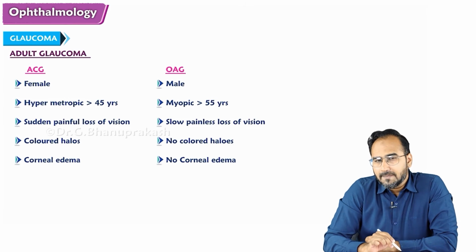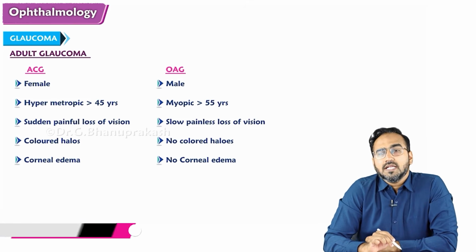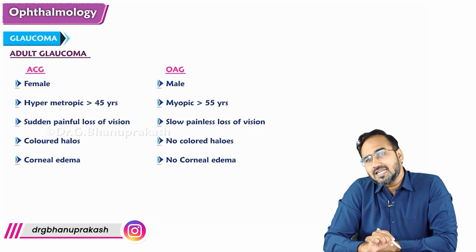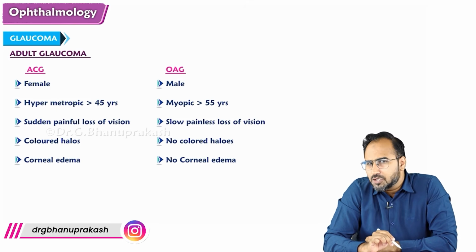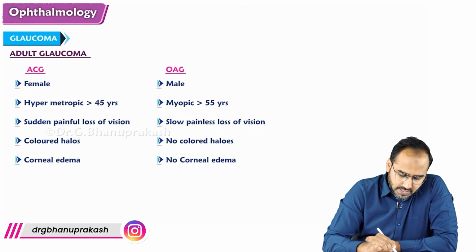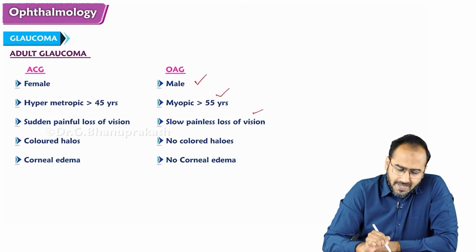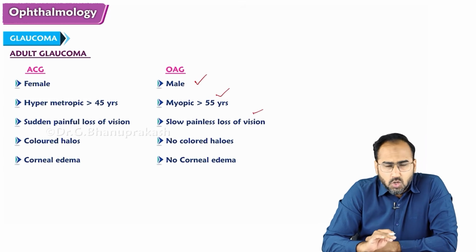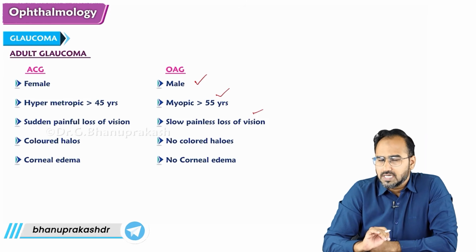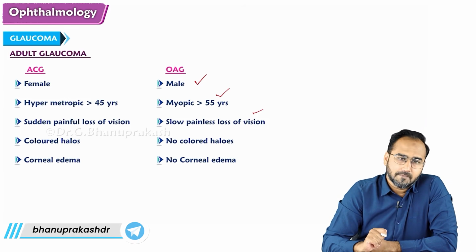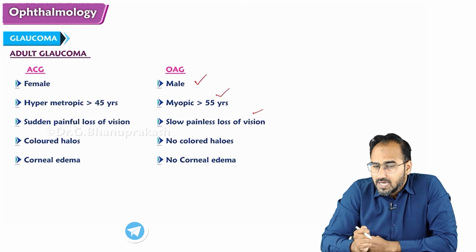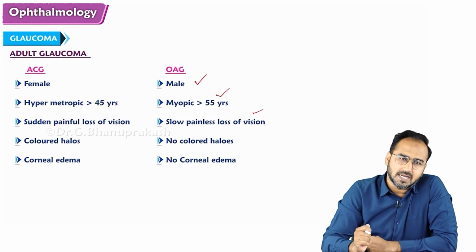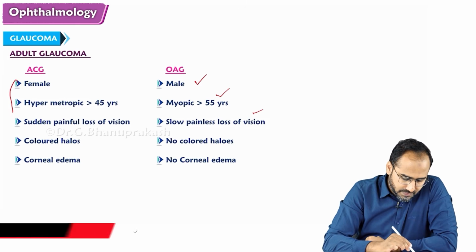Is the patient having a painful loss of vision? No pain. The patient will have loss of vision in the later stages, where he is left with tubular or tunnel shaped vision. So we are just comparing. Males, myopes, painless loss of vision, but there is no corneal edema and no colored halos. Whereas in angle closure glaucoma, the risk factors are elderly female, hypermetropic, and the patient will have painful loss of vision with corneal edema and colored halos.